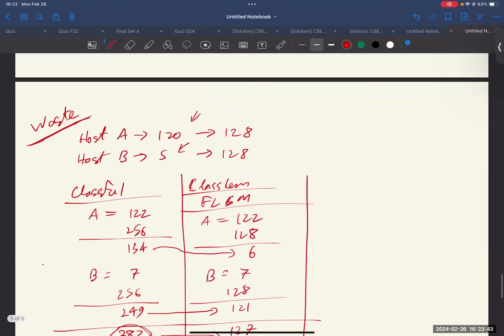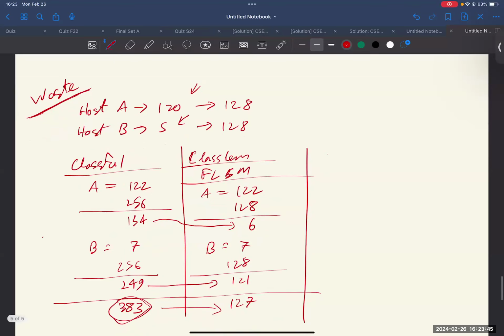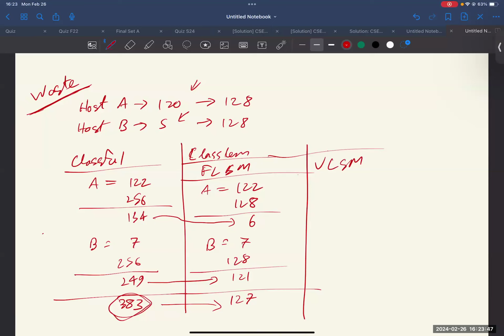Now we have one more, which is classless, and it's VLSM. In VLSM, we believe in what? We give whatever is required. So for host A, it's 122, and I need to give him 128. The waste is 6, no improvement, right?